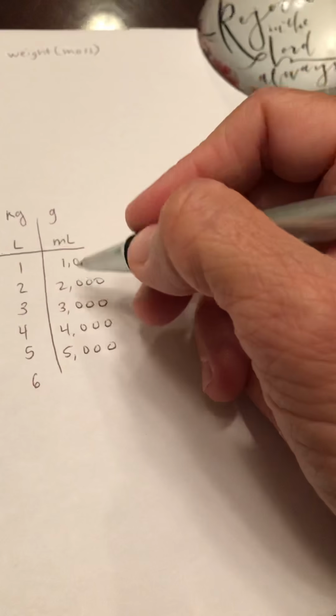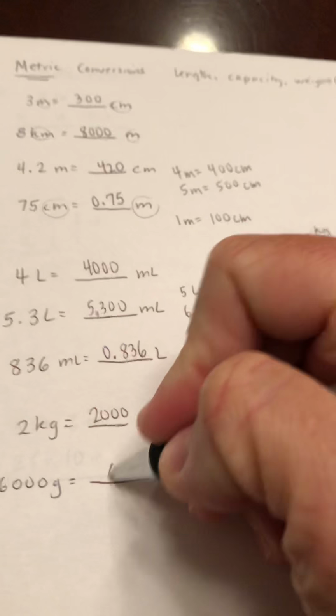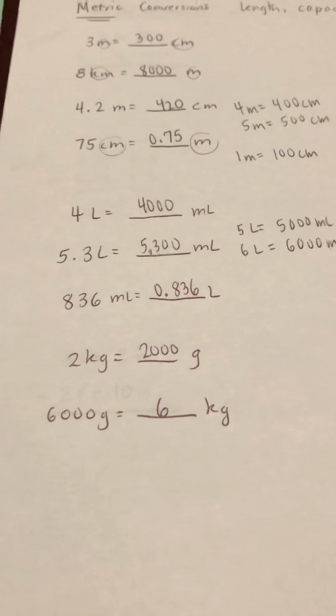So if I did 6 kilograms, it's going to be 6,000 grams. So I'm just working backwards here. 6,000 grams is going to be a division by 1,000. It's going to be 6 kilograms.